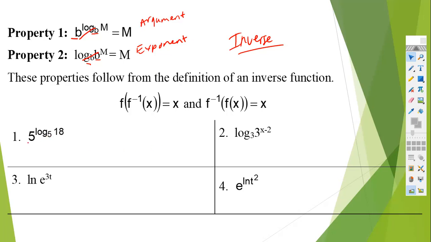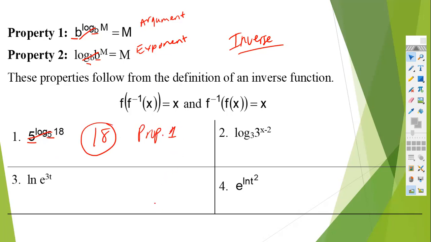Tag, you're out. Okay. All right, so let's practice the inverse skill. So here, I have 5 raised to the log base 5 of 18. The base of my exponent and the base of my log are the same. So what happens here? It cancels out, and my argument is my answer. This is because of property 1, inverse.